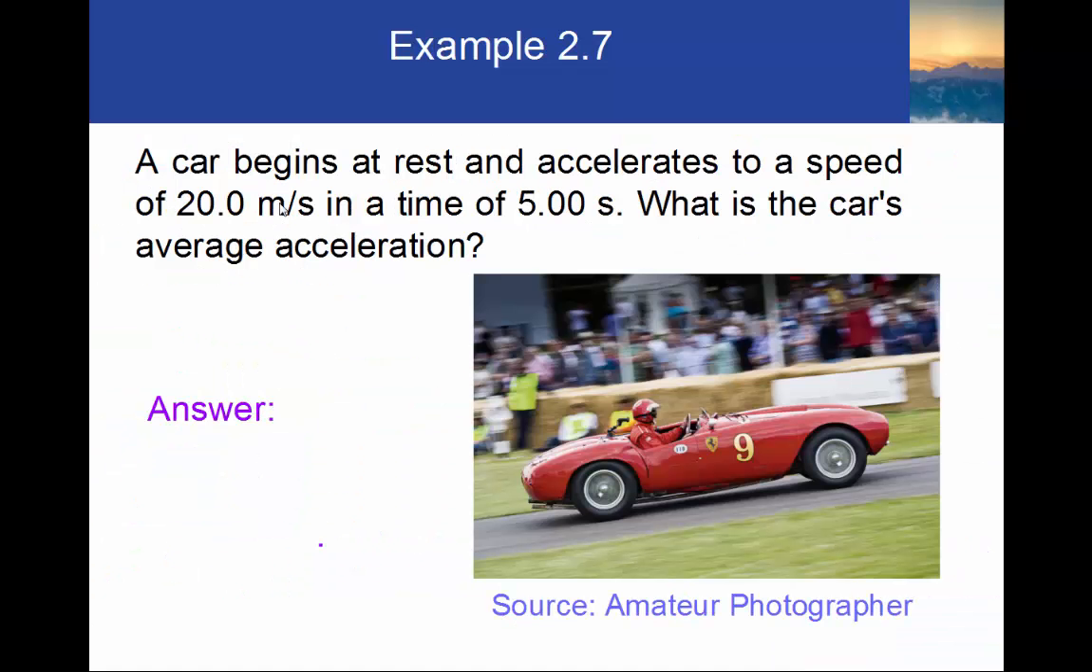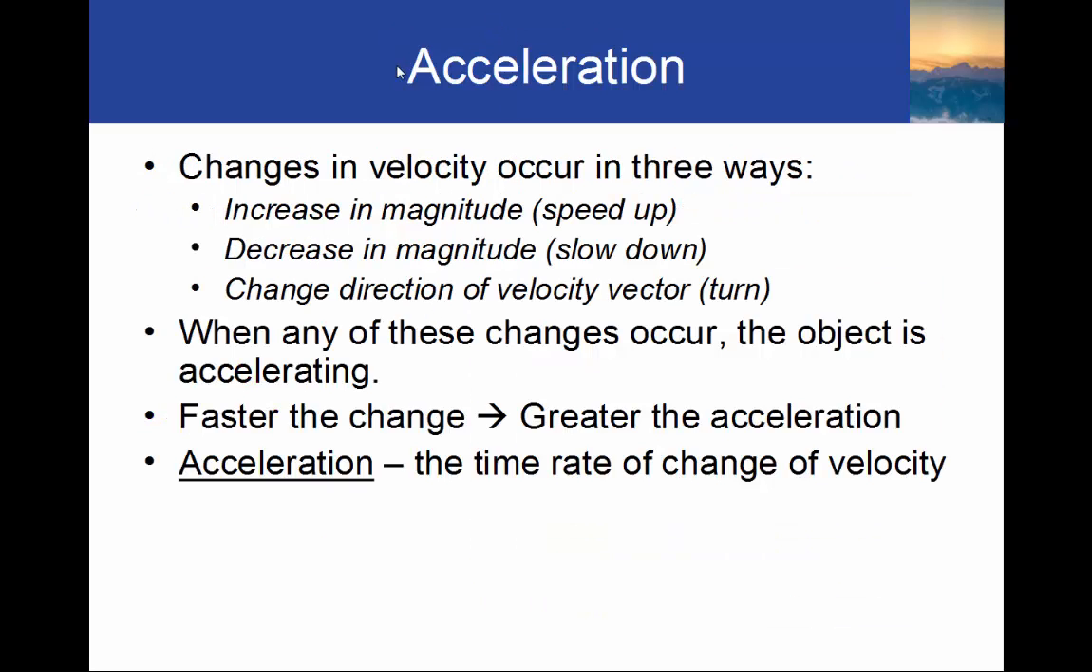For our next example, we have a car, and the car begins at rest and accelerates to a speed of 20 meters per second in a time of 5 seconds. And so it wants to know what is the car's average acceleration. So looking in our notes, what acceleration is defined as is basically the change in velocity. And so if you speed up, slow down, or change direction, you have an acceleration. And the more the change is, or the more the change in the same amount of time, or the faster the change, the quicker the change, whatever you want to call it, the greater the acceleration will be. So acceleration actually is the time rate of change of velocity.